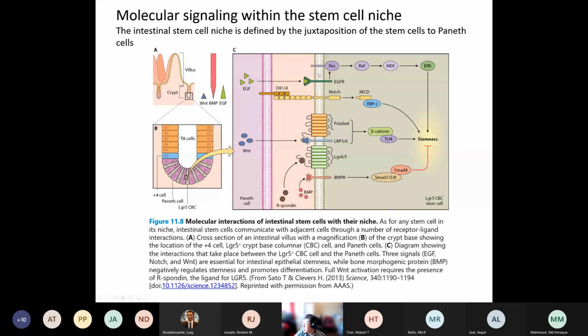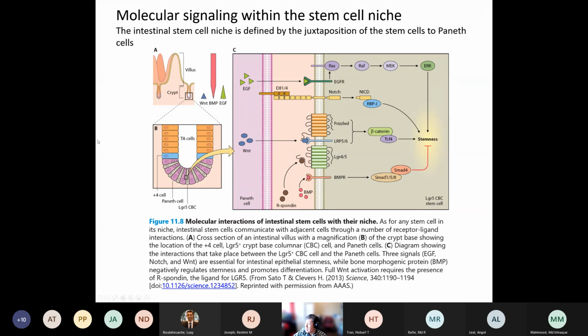The EGF factor will go through a MAPK pathway, through a cascade of phosphorylation, and also does the same thing to maintain stemness. And same for the Notch signaling pathway. But BMP, through a ligand, the BMP receptor, will play a negative regulatory role. Therefore, we remember there are 4 pathways for the regulation between the Paneth cell and the stem cell.